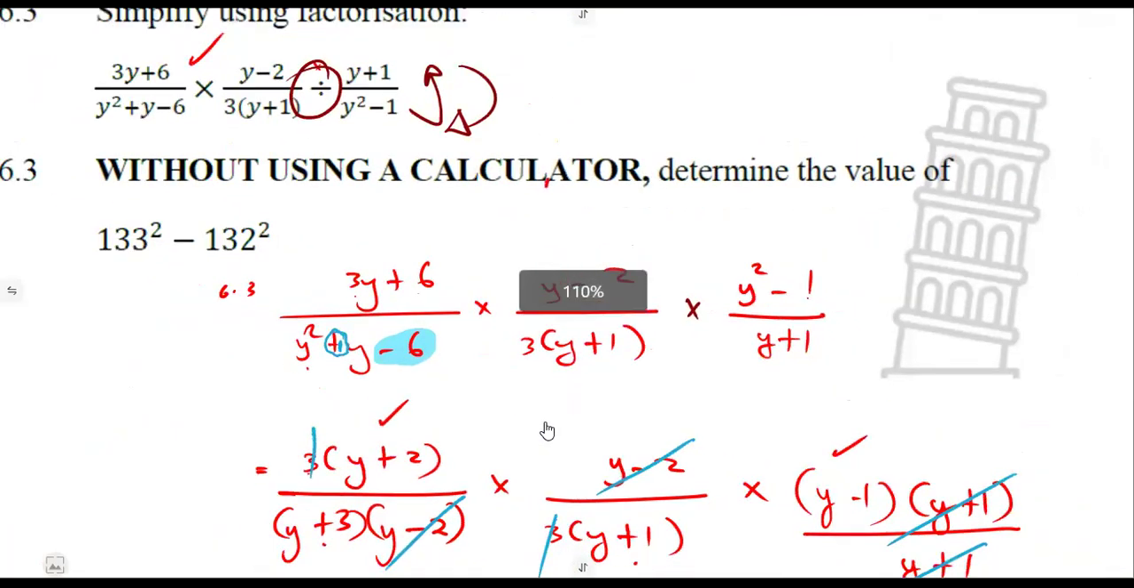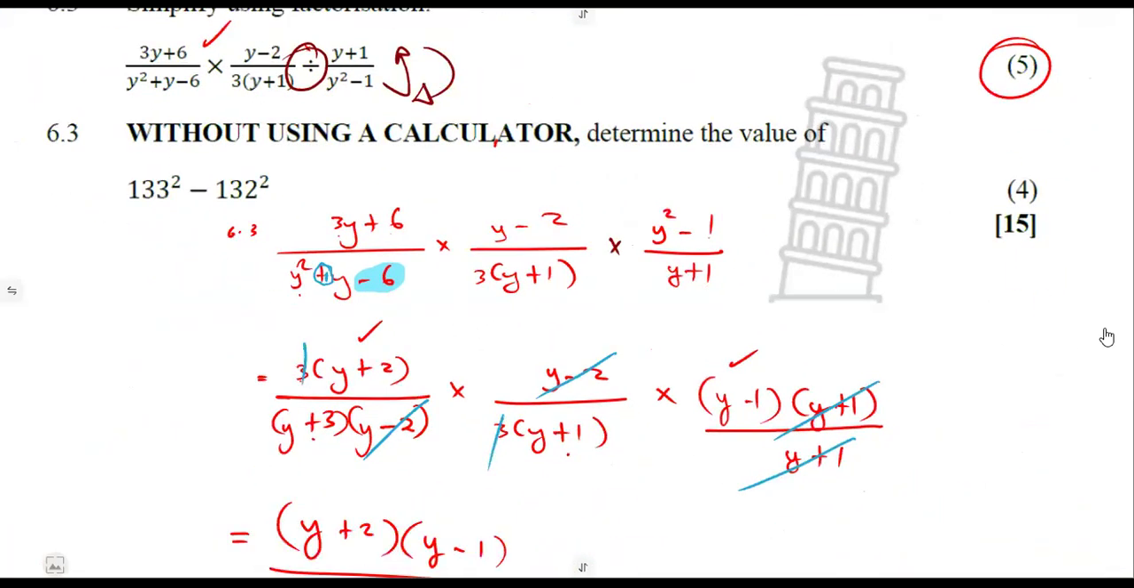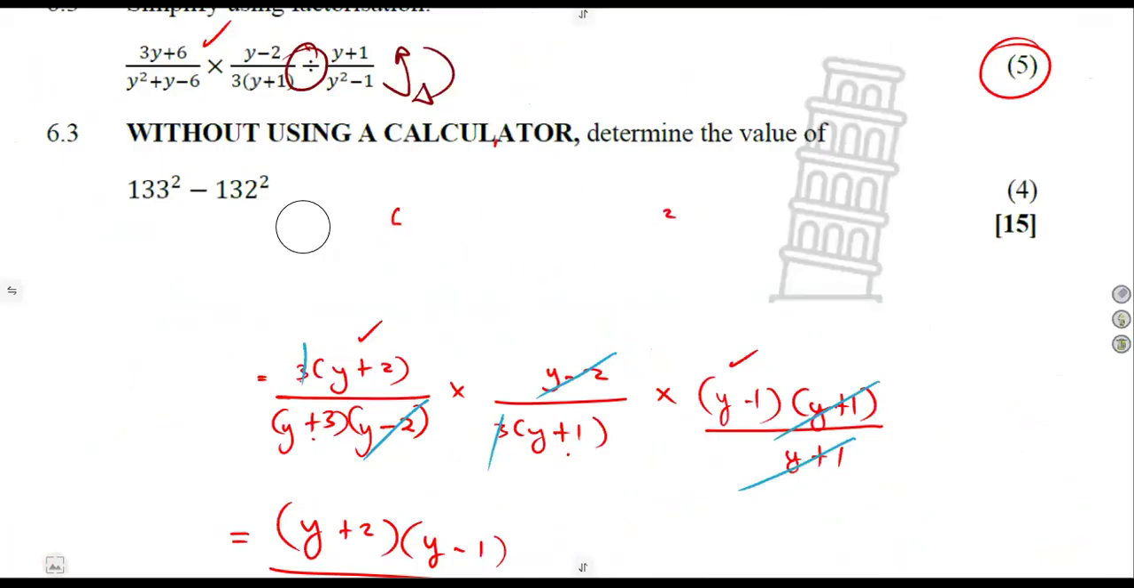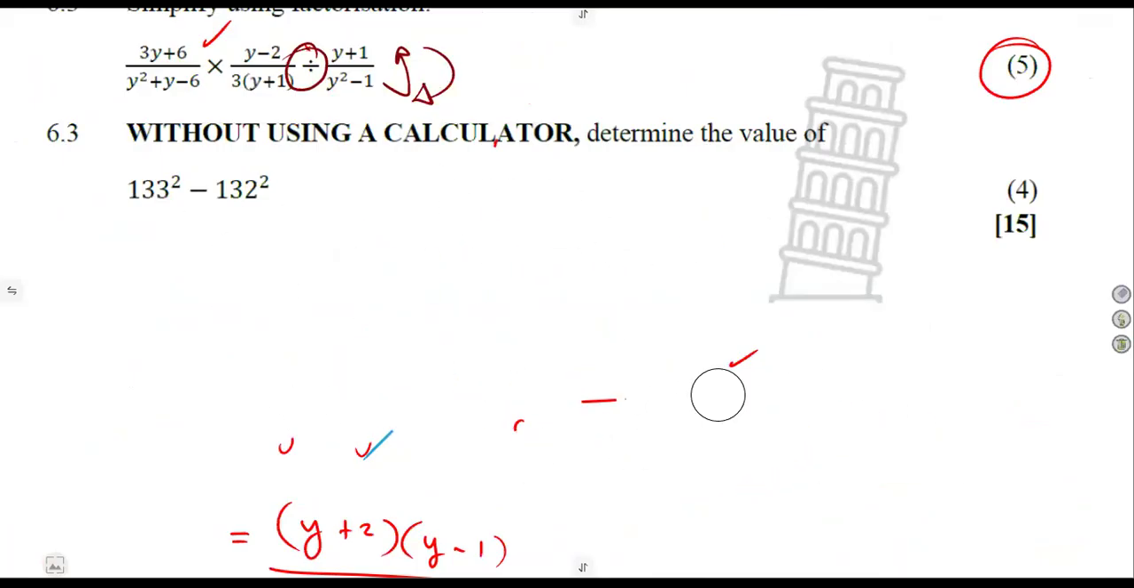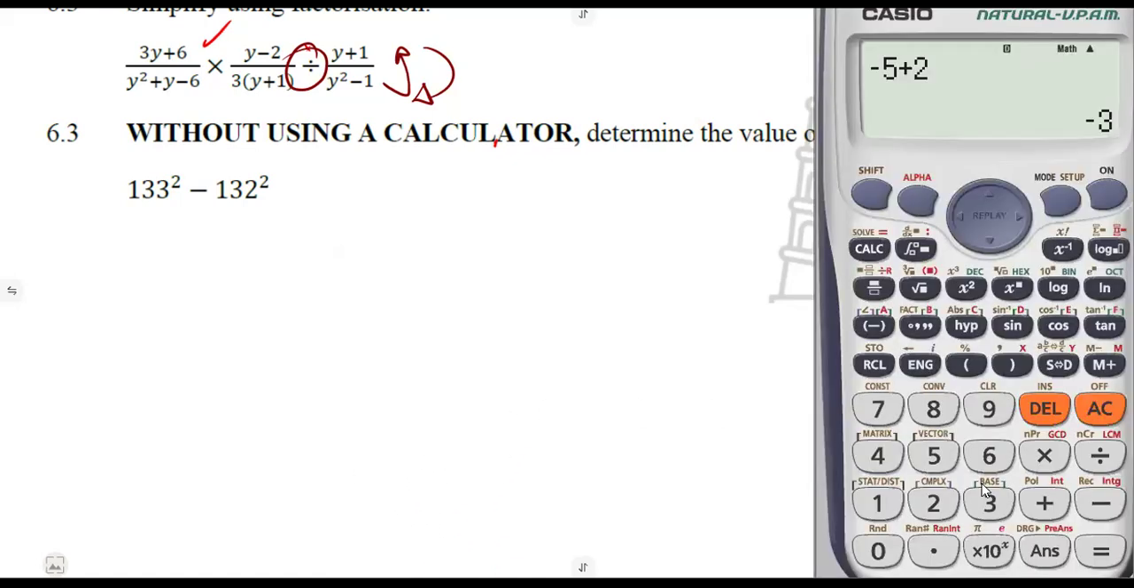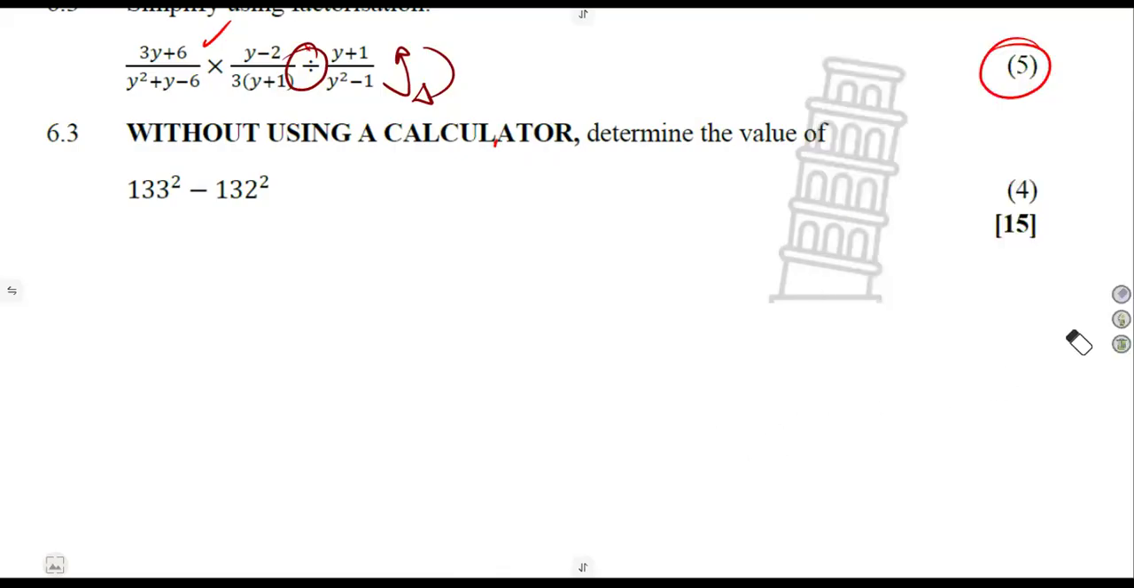Without using a calculator, determine the value of 133 squared minus 132 squared. What is it that we are supposed to use? Because the calculator could have simplified this and given us the answer. 133 to the exponent of 2 minus 132 to the exponent of 2, we get an answer of 256. But they don't want us to do that. So how do I simplify when it is like that? 133 to the exponent of 2 minus 132 to the exponent of 2.